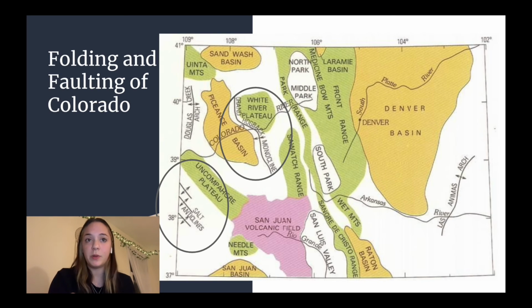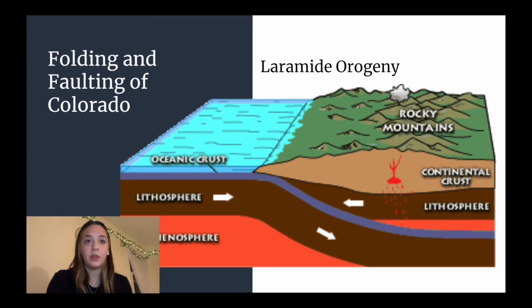that are surrounding it. However, due to reactivation of faults formed by the Laramide orogeny during the late Miocene, there is evidence of younger folding and faulting around areas such as the San Juan Mountains, as shown before. This just shows how large-scale and impactful the Laramide orogeny was to Colorado's geology.